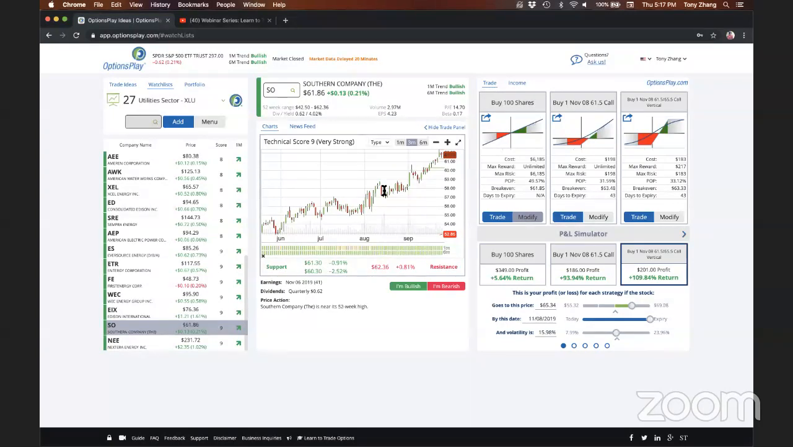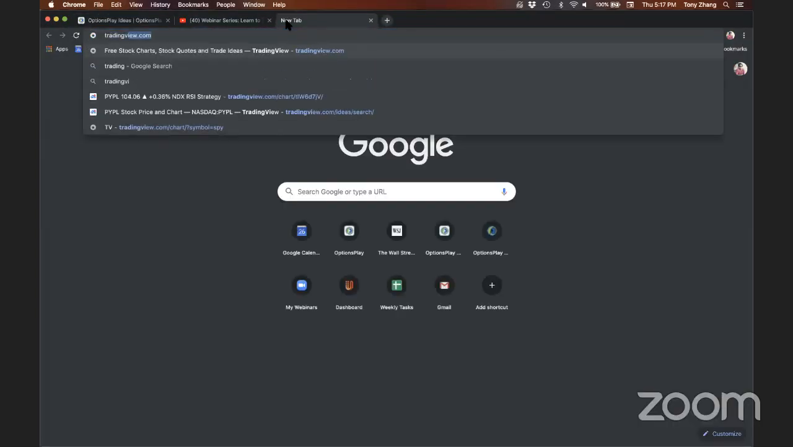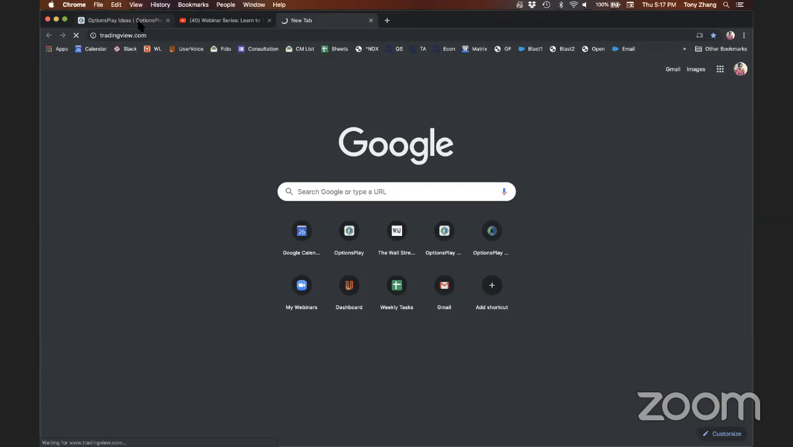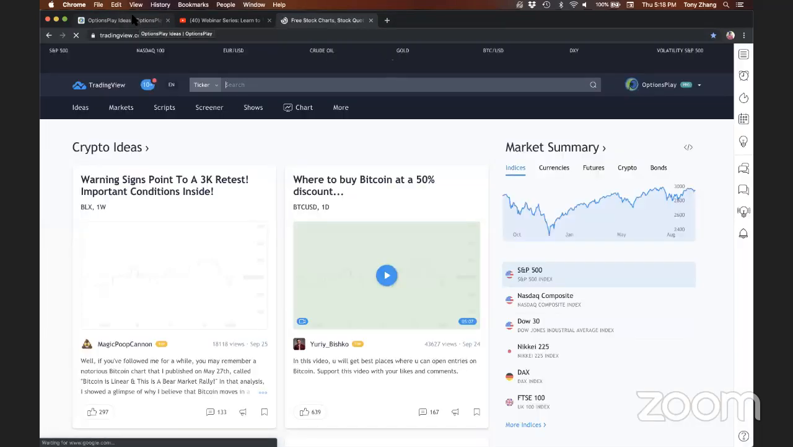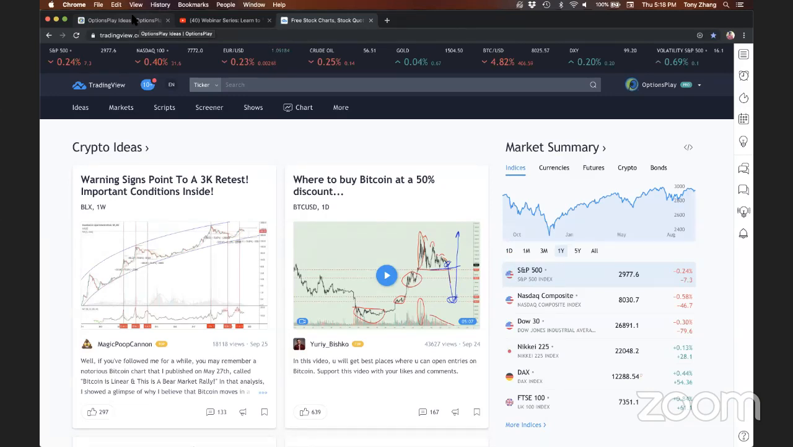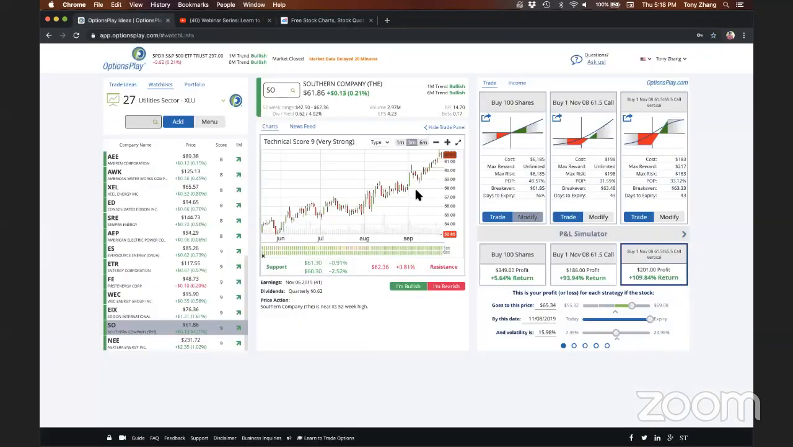Donald is asking, what are your favorite chart sites like stockcharts.com? So I'm partial to tradingview.com. I use TradingView a lot for my technical analysis, especially if you want to analyze lots of other asset classes like futures, currencies, commodities. I use tradingview.com myself.